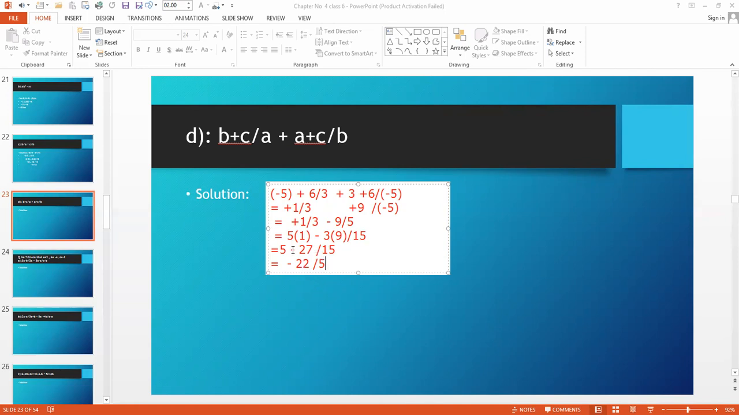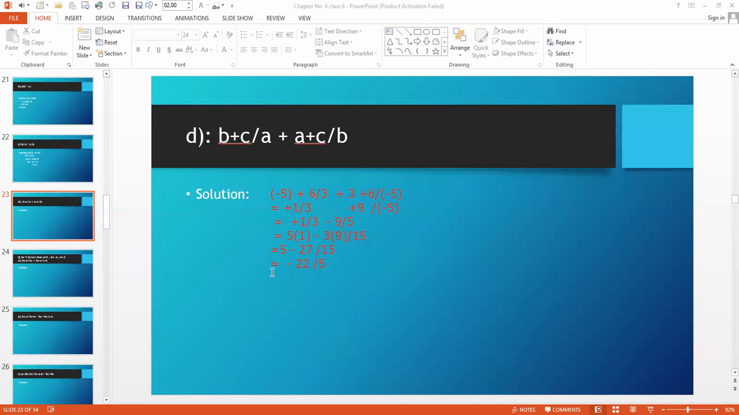So 27 minus 5 is equal to 22. I have to put this sign. So this is part D of question number 3. So now we move towards the next question. Okay. But before moving, I want to erase this. So I have to erase. Now we move towards the next question.